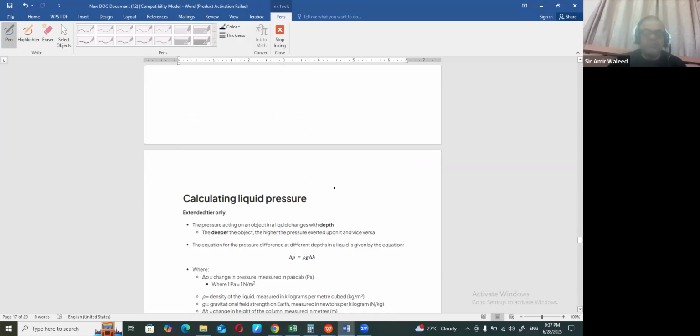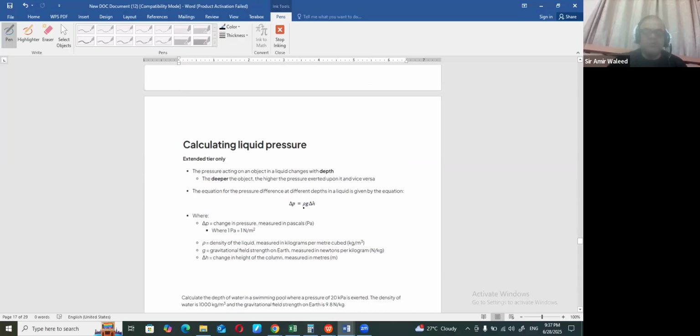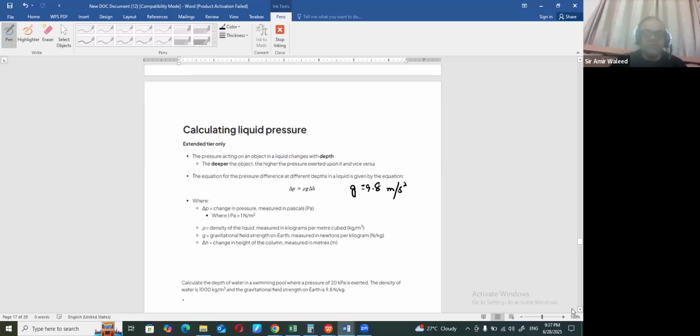The formula is very simple. Change in pressure is equal to rho g h. The g value means 9.8 meters per second squared. Delta h can be change in height, or you can say simple height. Sometimes it's written as 9.8 newtons per kg. So both mean the same. No difference at all, right?